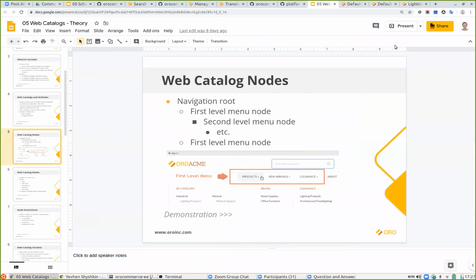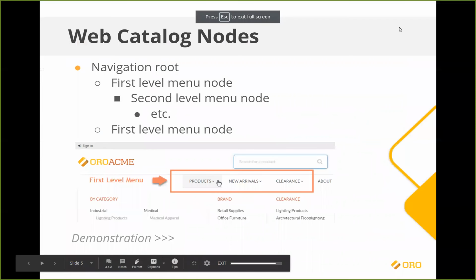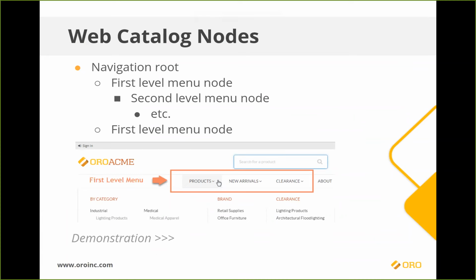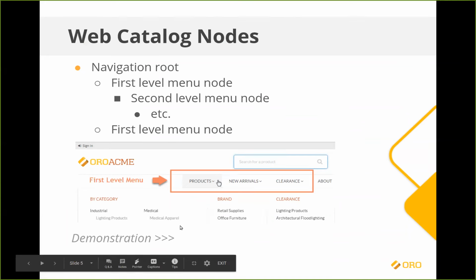Now let's have a look at the web catalog nodes. The web catalog is a tree, and the tree consists of nodes. Each node of each level will simply be converted to the appropriate menu element. For example, here we can see first, second, and other new elements, which will be visible in the menu.